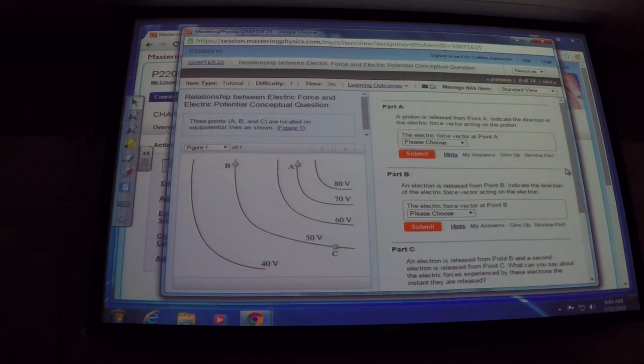Three points A, B, and C are shown. So you show A, B, and C, okay? A proton is released from point A. Indicate the direction of the electric force vector acting on the proton. Okay, so what we have to do is go back and refer to the equation, and I'll show you how to do it. So let's go back over here. The relationship between electric force and electric potential.